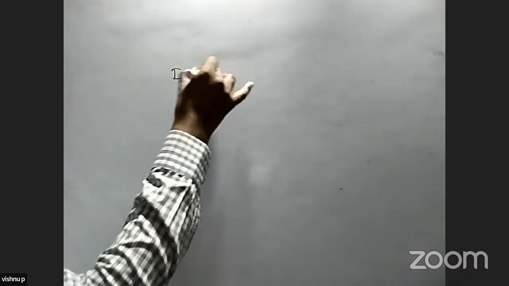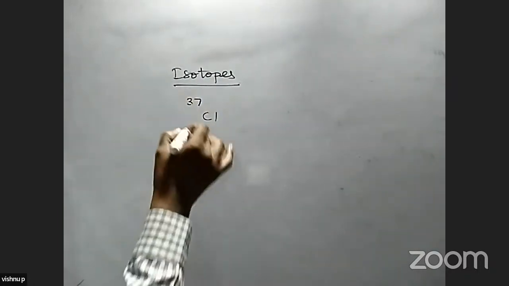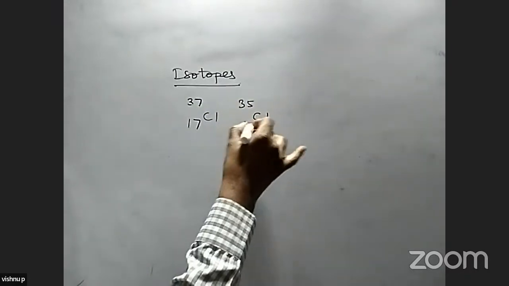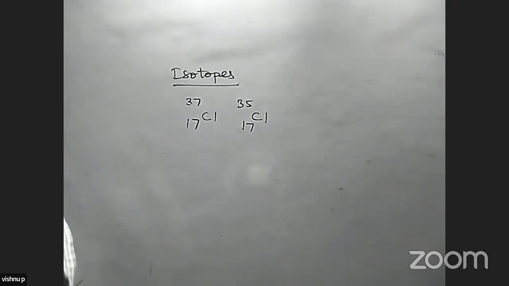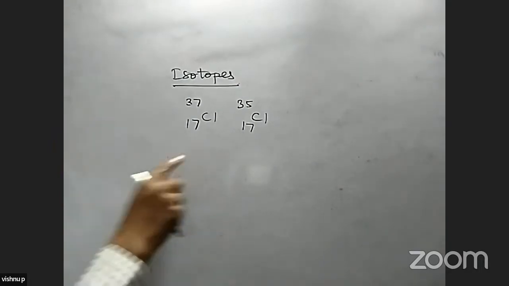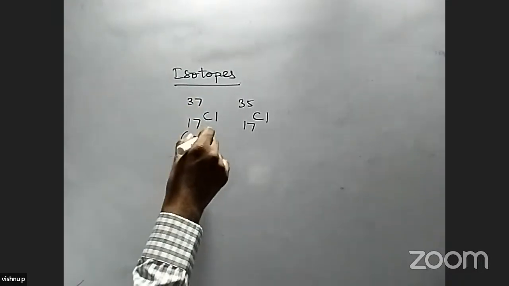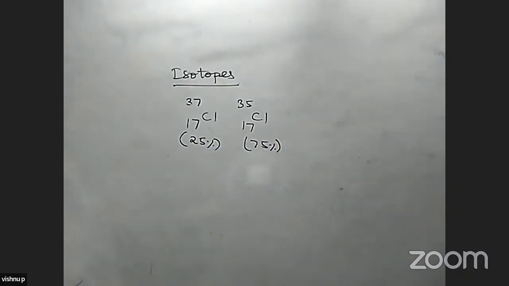After that, we'll discuss isotopes. Isotopes are atoms of the same element with the same atomic number and different mass numbers. Example, chlorine isotopes: chlorine with mass number 37 and atomic number 17, and chlorine with mass number 35 and atomic number 17. Every natural element contains isotopes, but synthetic elements contain no isotopes. In nature, 25% is present with mass number 37, and 75% is present with mass number 35.